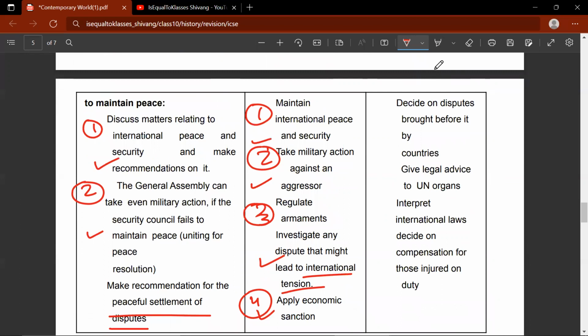Okay, now we move on to the International Court of Justice. It decides on disputes brought before it by countries. This would be the first point. Give legal advice to UN organs. This is the second point. And the third point: interpret international laws and decide on compensation for those injured on duty.